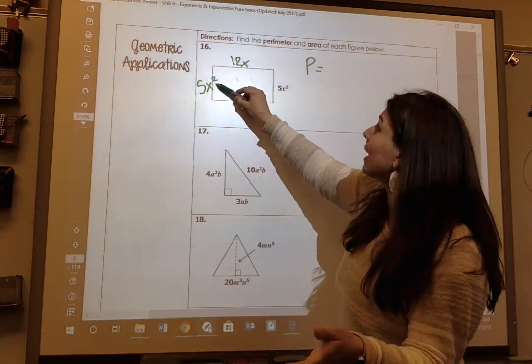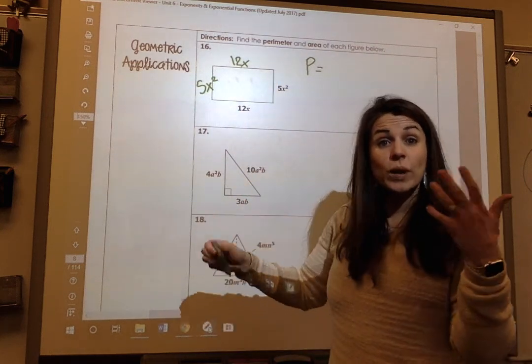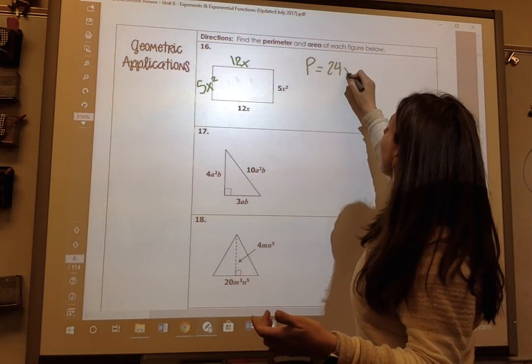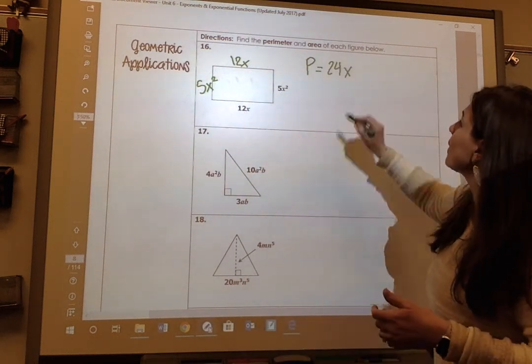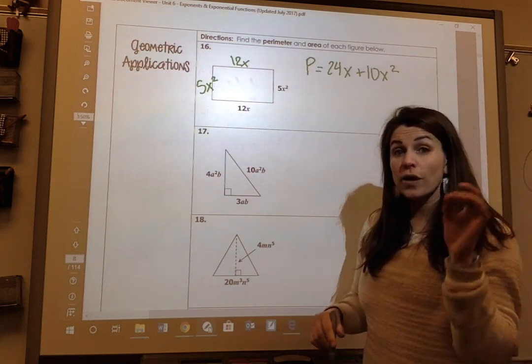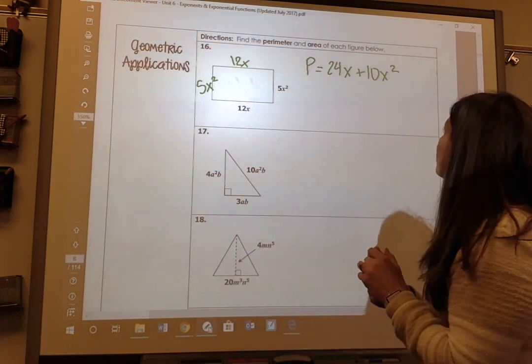You can't add x squared and x, unlike terms. So we combine like terms. So I get 12x and 12x is 24x. 5x squared and 5x squared is 10x squared. Notice your exponent doesn't change.